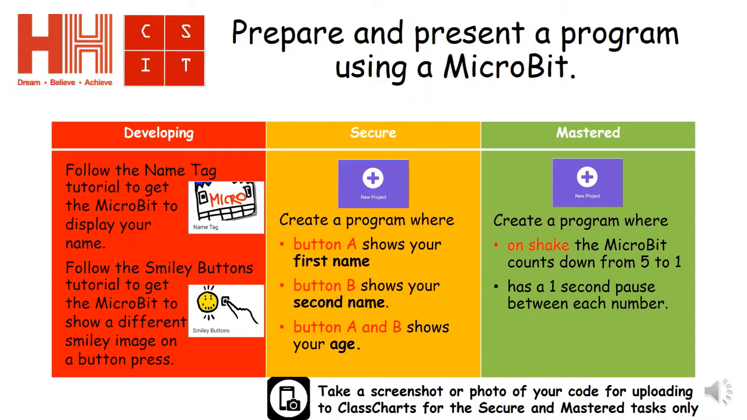Moving on to the secure level. This time you're going to start a project from scratch, and you're going to create a program where button A will show your first name, button B shows your second name, and button A and B together will show your age. Finally, moving on to the mastered level, you're going to create a program where on the shake the microbit will count down from 5 to 1, and secondly it has a 1 second pause between each number.